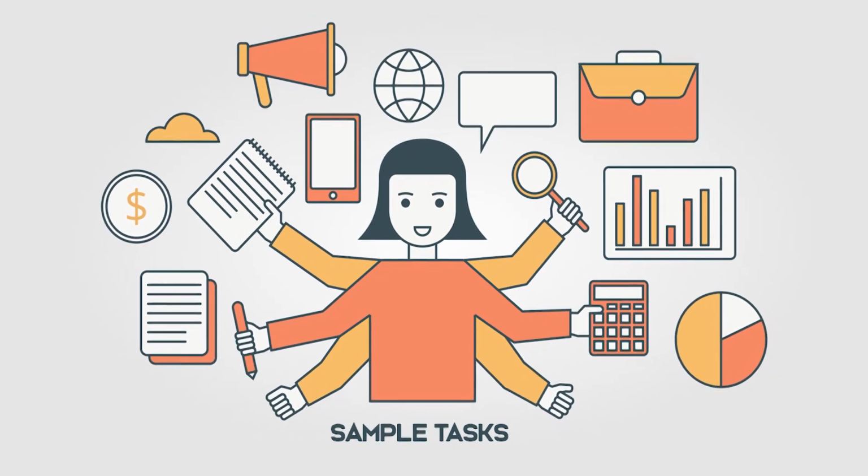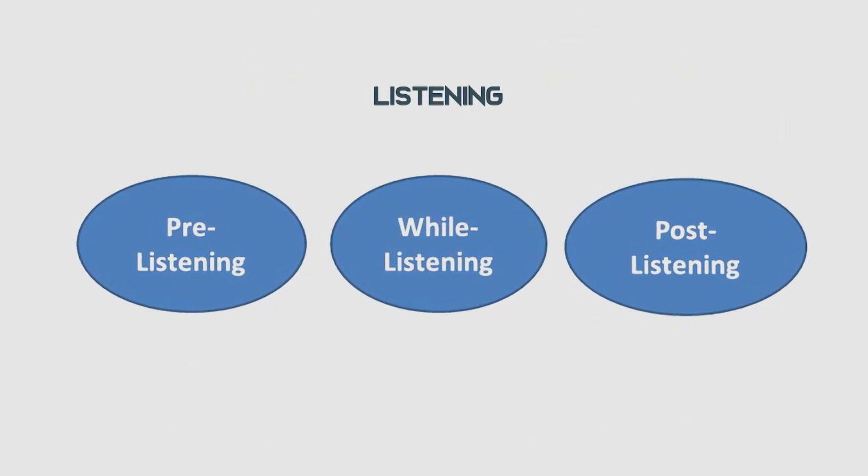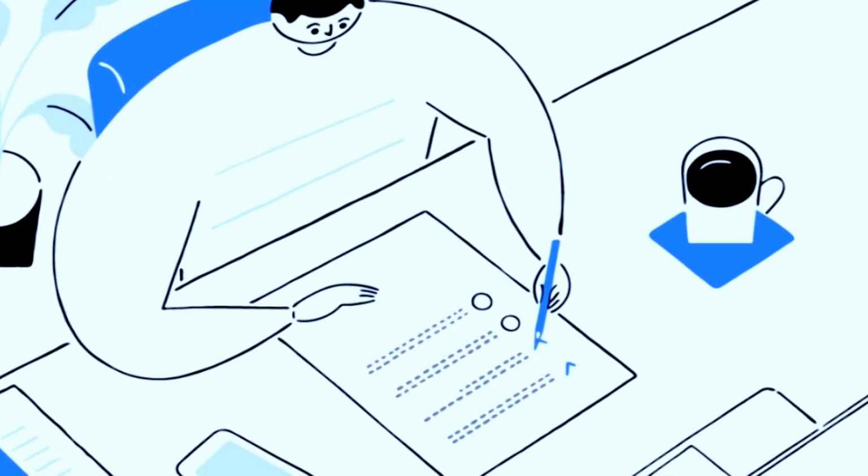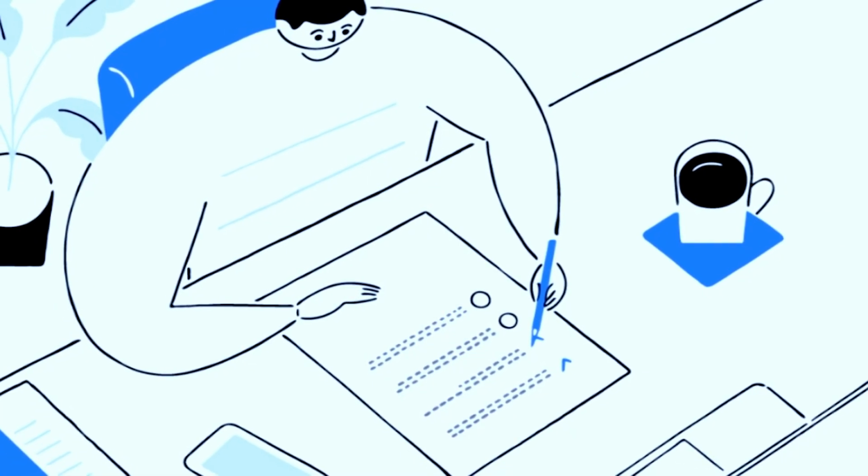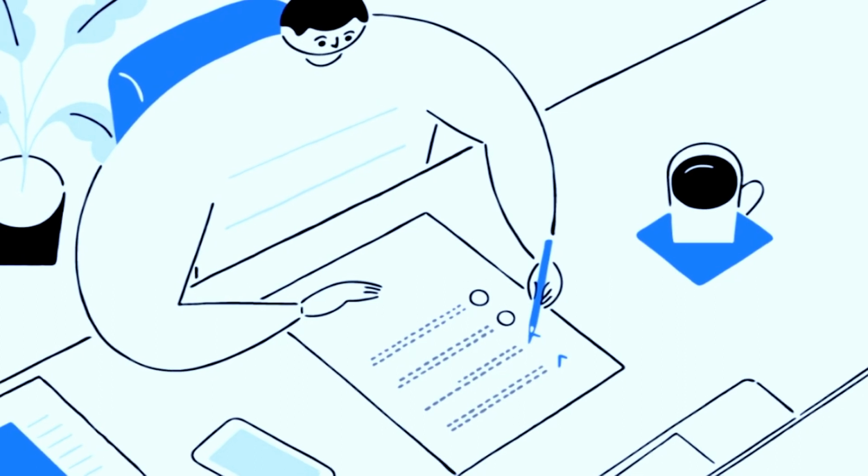We may think of some sample tasks. At all three stages of a listening lesson, a teacher is supposed to utilize tasks fitting the focus of the particular stage. For example, activities like listen and draw, and complete the story.